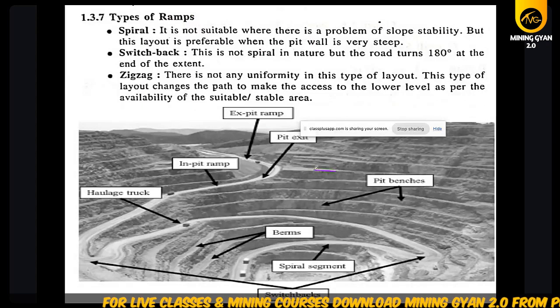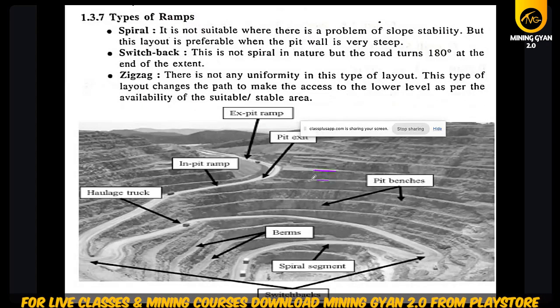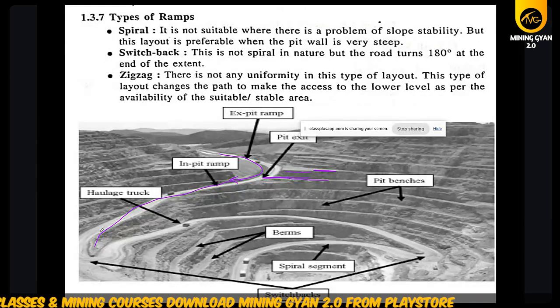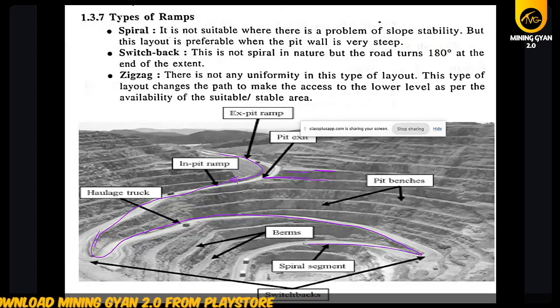This is your bench one, this is bench two. You had made this one, you can call it a ramp. It will go from top to bottom, and then you will reverse and approach your bottom. So this is the haulage truck.